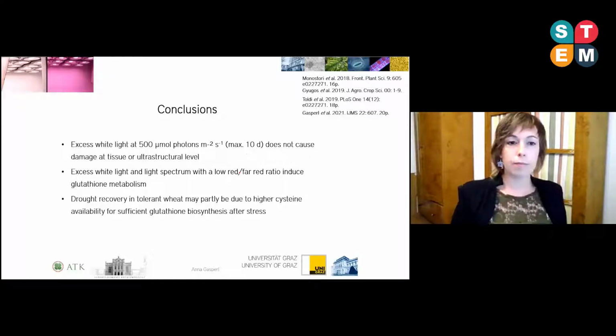To conclude, I'd like to say that we were using an intensity of light that did not harm our plants. We could not see any damage at the tissue level or at the ultrastructural level, or any major changes in the thylakoid membrane system. Excess white light and low red to far red light might therefore be useful to induce glutathione metabolism, and possibly other antioxidants. As we have seen previously from our colleagues, the anthocyanins are also increasing with increasing light intensity. And the drought recovery in the tolerant Plainsman might at least be partly due to this increase in glutathione and also the high levels of cysteine and glutathione present compared to Capelle de Pré.